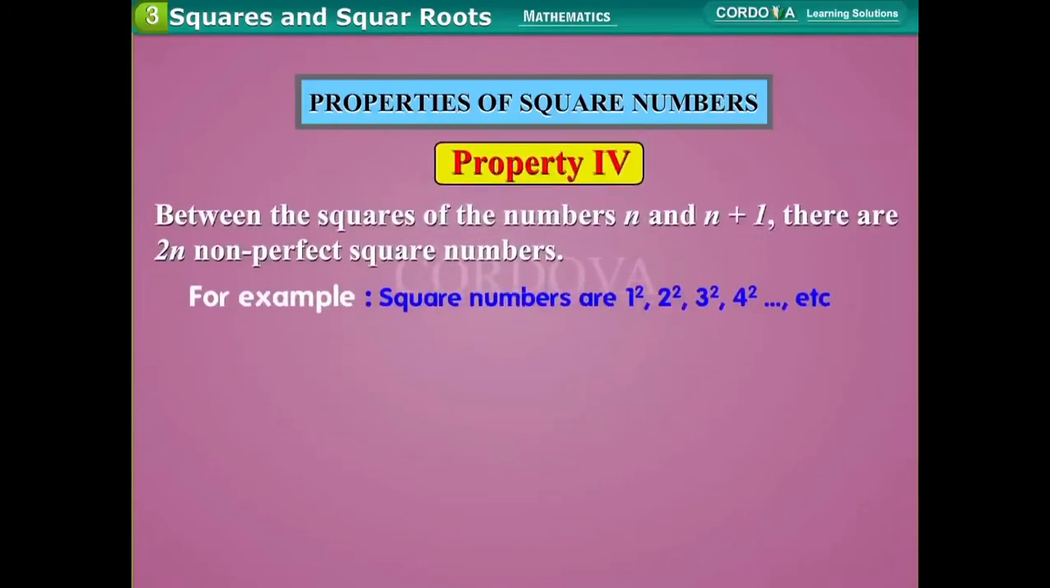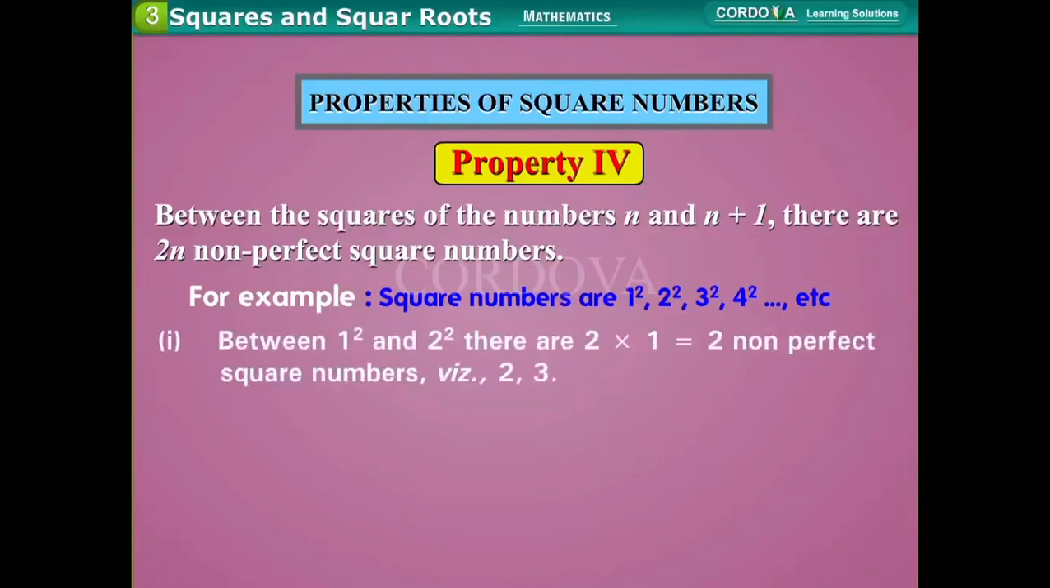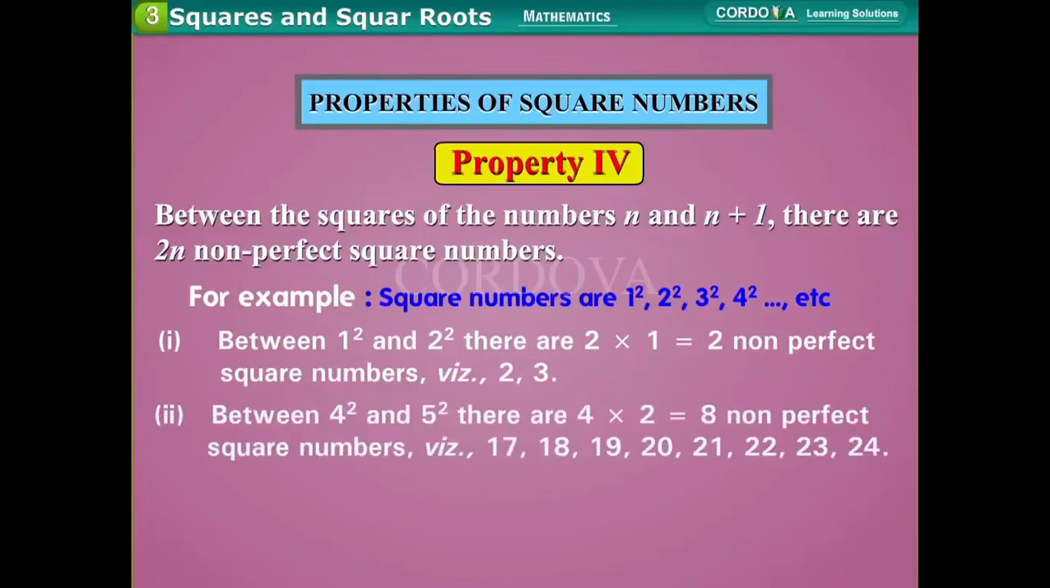Property 4. Between the squares of the numbers n and n plus 1, there are 2n non-perfect square numbers. For example, square numbers are 1 square, 2 square, 3 square, 4 square, etc. Between 1 square and 2 square, there are 2 into 1, which is equal to 2 non-perfect square numbers, namely 2, 3. Between 4 square and 5 square, there are 4 into 2, which is equal to 8 non-perfect square numbers, namely 17, 18, 19, 20, 21, 22, 23, 24.